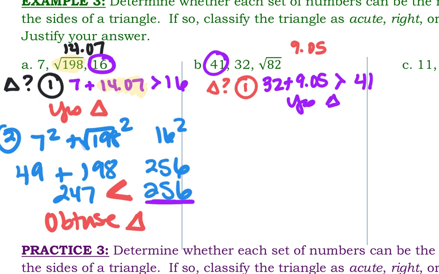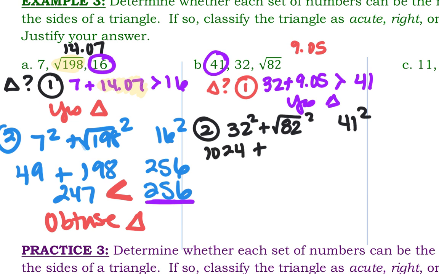Only if you have yes are you proceeding to step 2. All right, so now we go back to the square root. So 32 squared plus the square root of 82 squared. How does it compare to 41 squared? Well, we get 1,024. And what happens when you take the square root of a number and then square it? We just get that number, good. And then 1681. Together, this is 1,106 in comparison to 1,681.